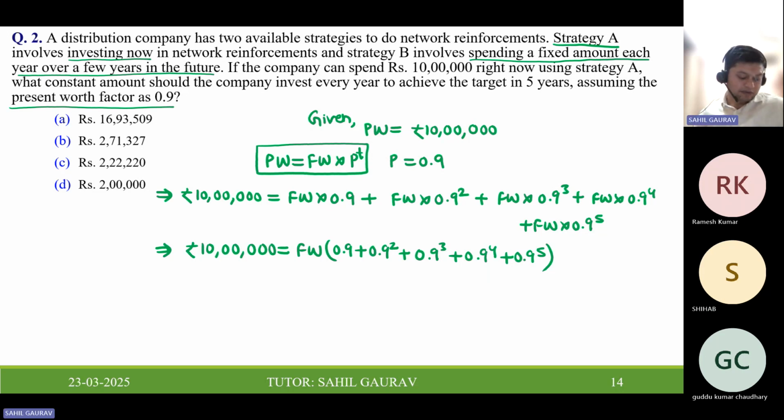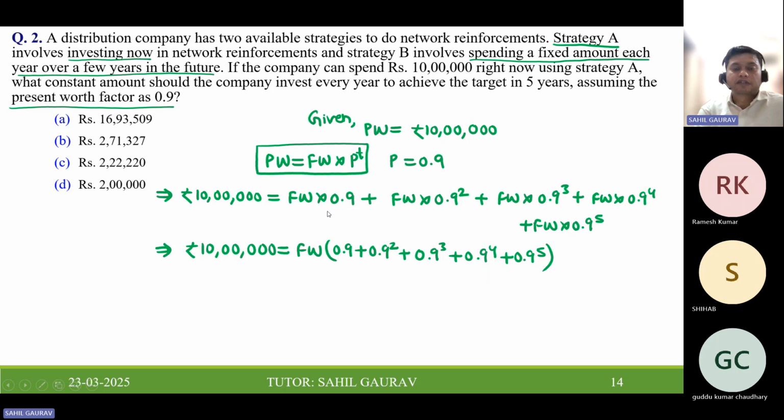You really have two strategic plans. In one strategy you are investing right now. In the second plan you are investing an equal amount of money every year. So the equal amount of money we have taken as FW, future worth. Each year you are spending this amount of money. So what is the equivalent amount of money? The present worth is 10 lakh.